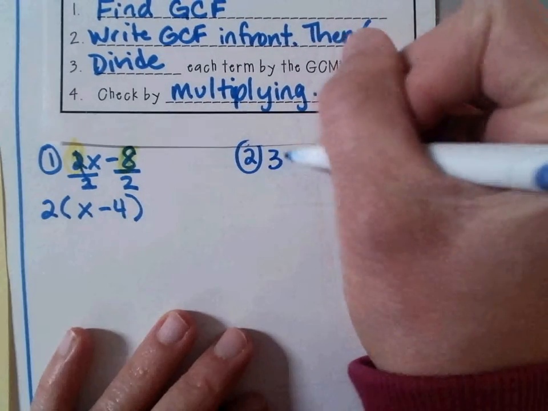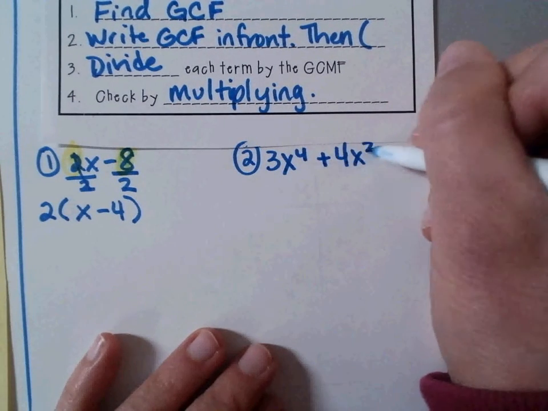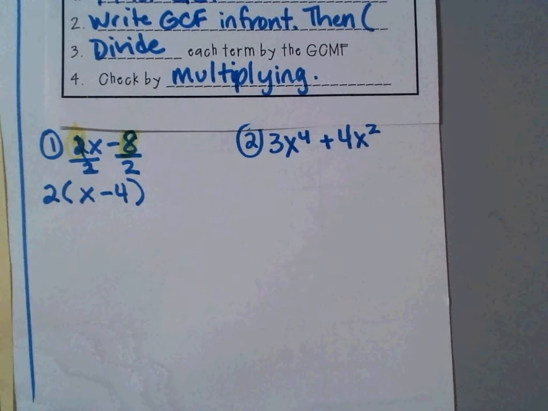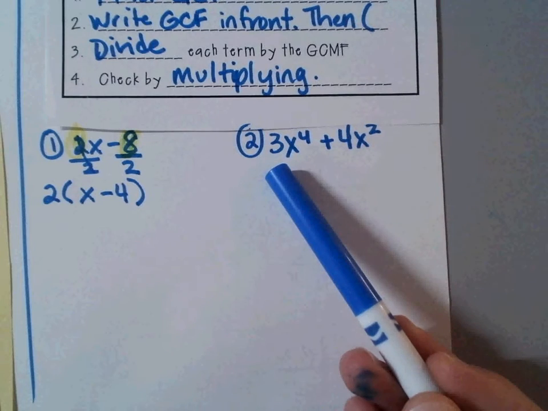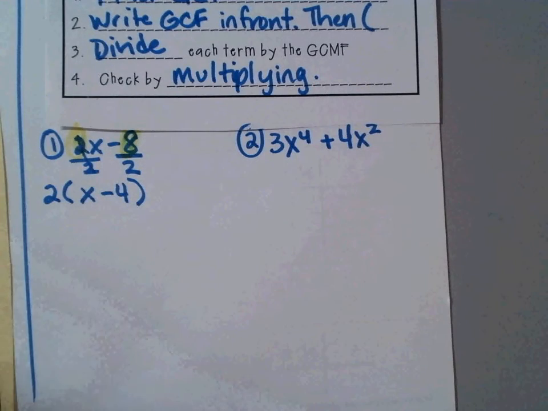So number 2 says 3x to the 4th plus 4x squared. Okay, so first look at your numbers, a 3 and a 4. Can you divide a 3 and a 4 by anything? 1. 1's the only thing you can divide them by. If it's 1, you don't have to write it. Because 1, does 3 divided by 1 change? No, it's still 3. All right, do they all have the same variable? Yes, they all have x.